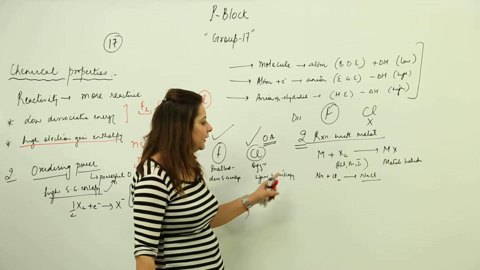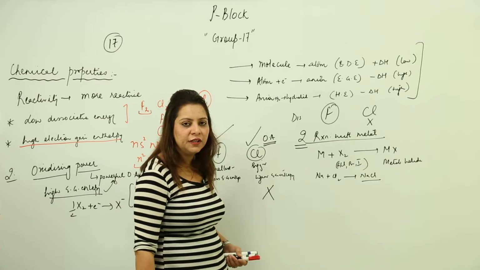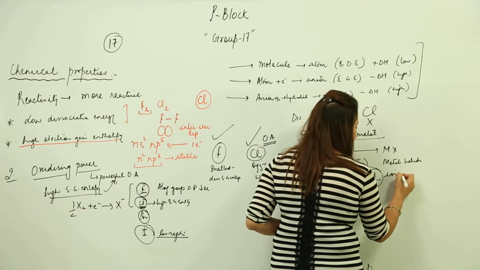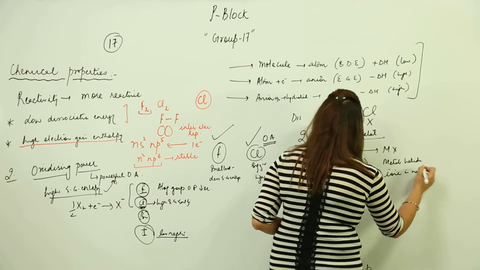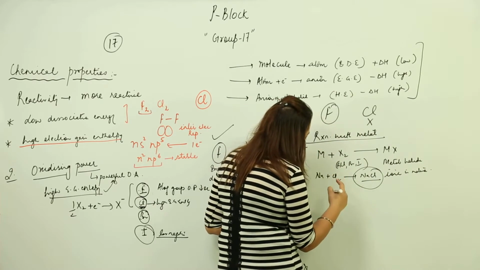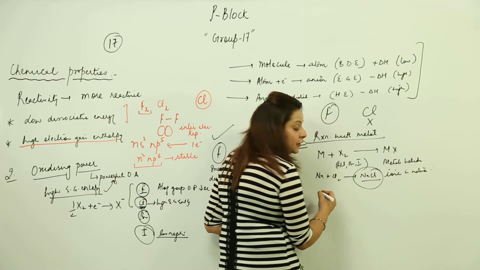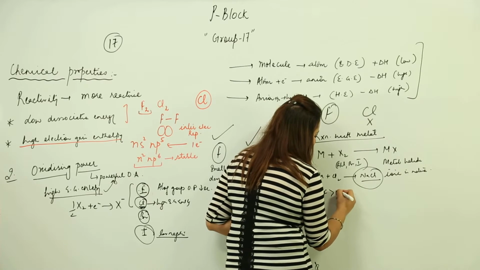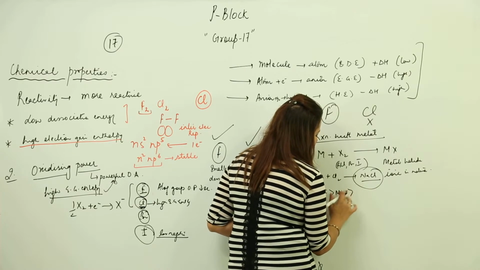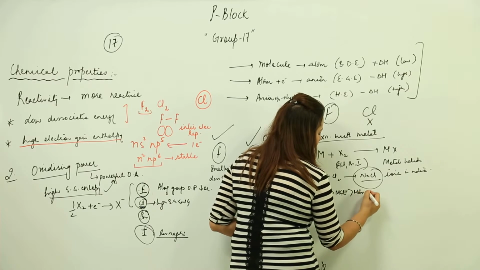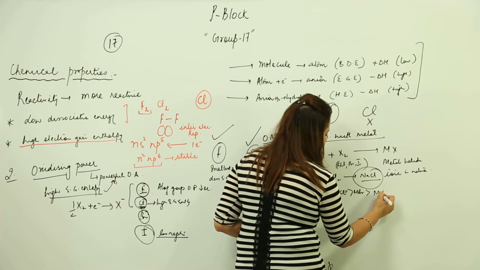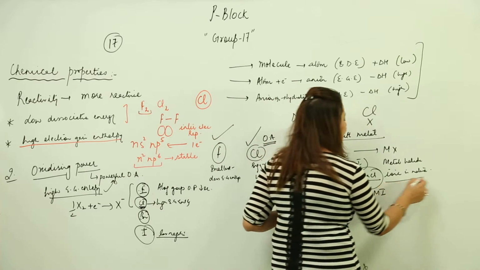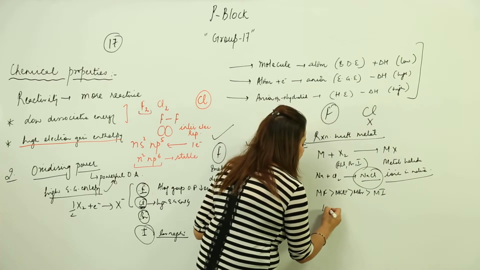So that means they form their respective halides. And we see that these halides are ionic in nature. But if we talk about the ionic nature or stability of the halides, we see that MF is much more stable than MCl, which is more stable than the bromide, and the iodide is the least stable. Also, the ionic character decreases down the group.